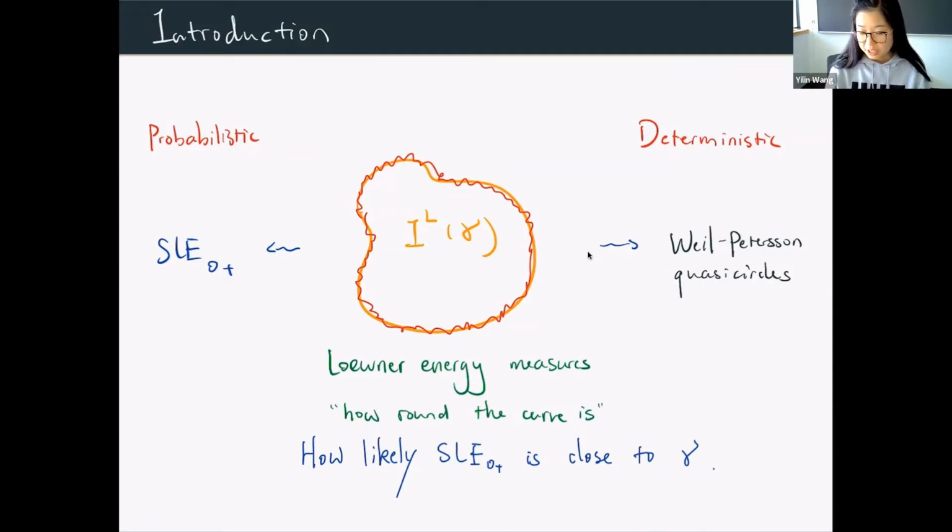And this Loewner energy is further connected to this class of Weil-Petersson quasicircles, as a class of Jordan curves that has been studied by many people, and I will discuss that later.